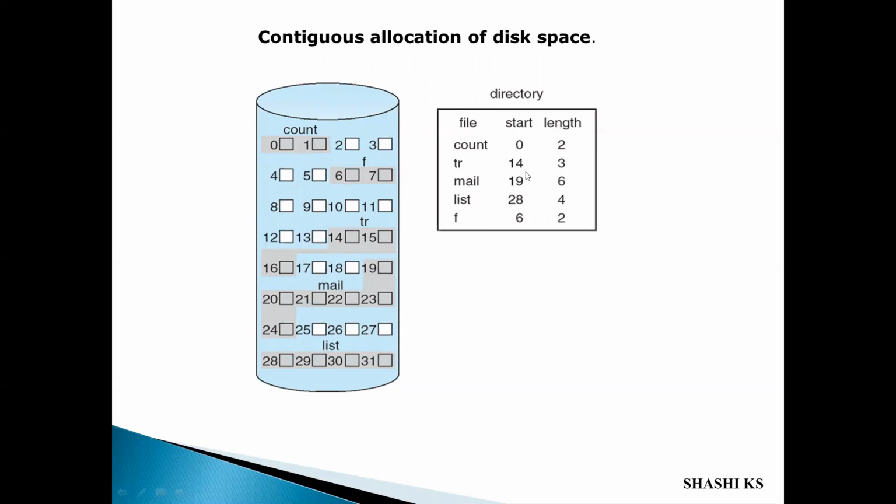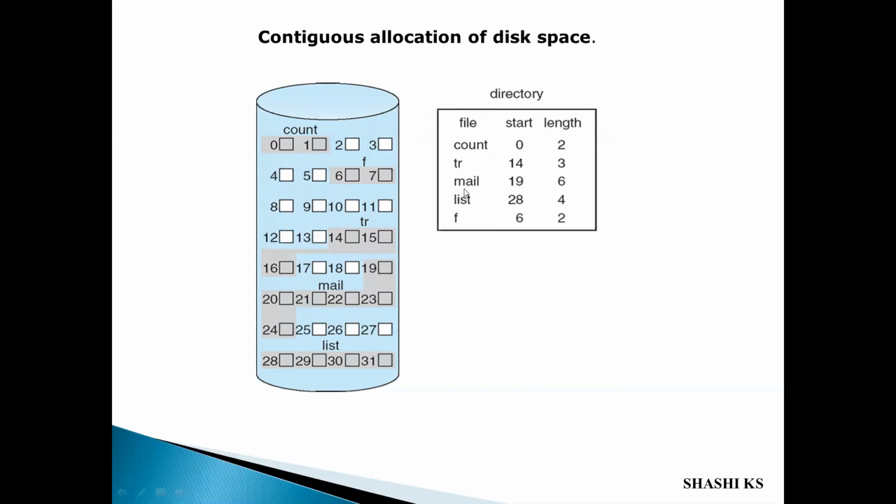So take for example the file tr. For the file tr, the starting disk block address is 14 and its length is 3. So what are the disk blocks which are allocated for the tr file? 14, 15, and 16. 3 consecutive disk blocks will be allocated for the file called tr.